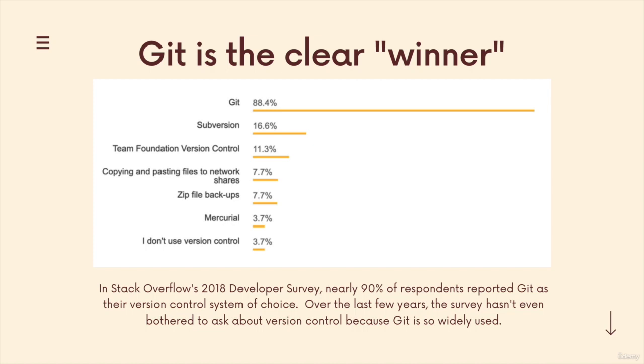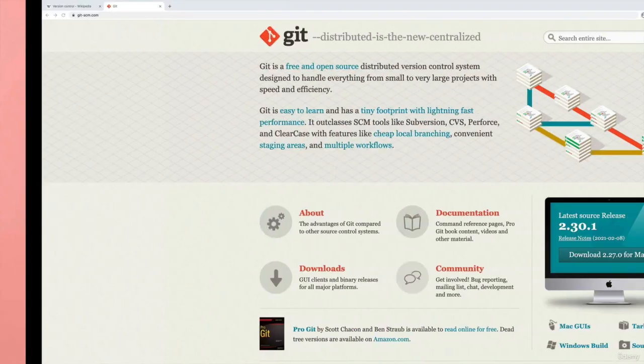This is the most recent data I could find from 3 years ago. 2018 Stack Overflow Developer Survey. Nearly 90% of respondents reported that Git was their version control system of choice. And the thing is, in the last few years, this survey has just stopped asking this question. It's abandoned it because it's just so clear. The number is probably more like 95% these days of developers that use Git. So we're here to learn Git. That's good news for us.